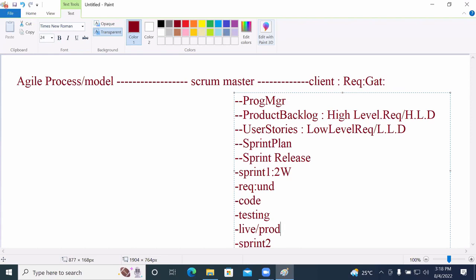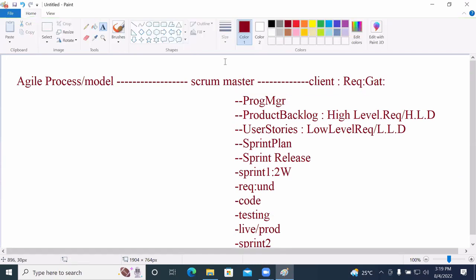Once sprint 1 is done, it will continue with sprint 2, again sprint 3, sprint 4. However many sprints there are, it will continue with all those sprints here. As a tester, you will take care of the testing activity.